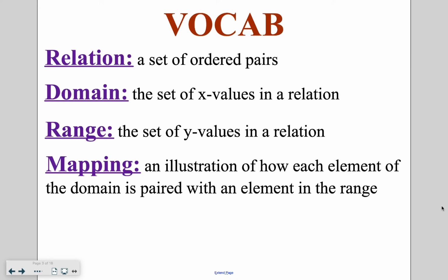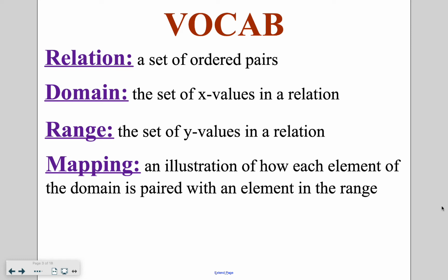So we're going to start with some vocab here. A relation is a set of ordered pairs. So anything listed out as coordinates that could be put on a graph is a relation. They may form a particular pattern, they may not. It's just a list of coordinates.